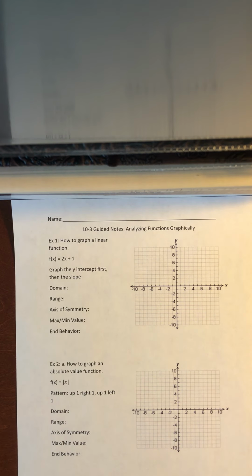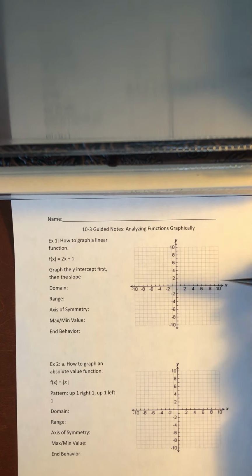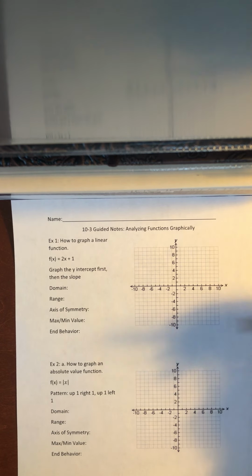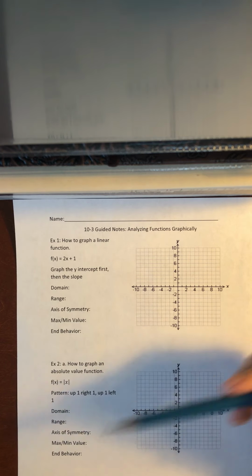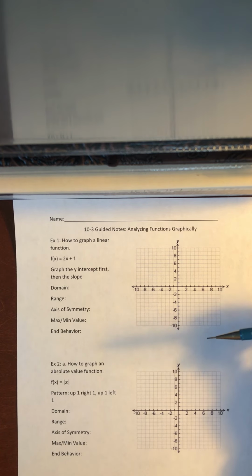Today we're doing 10-3. It's called Analyzing Functions Graphically. So it's kind of going to be a little bit of a review from everything we've learned how to graph from the entire year. The only thing that's going to be really new to you is end behavior. We haven't talked about end behavior, but the rest of it should just kind of be review. Kind of an odd section, but I think it's not a bad idea to do it just because it's going to review everything from the year.